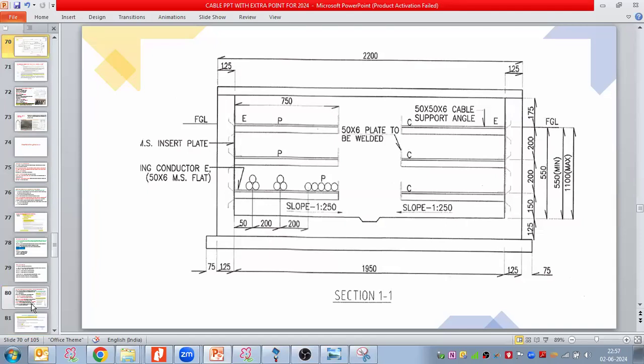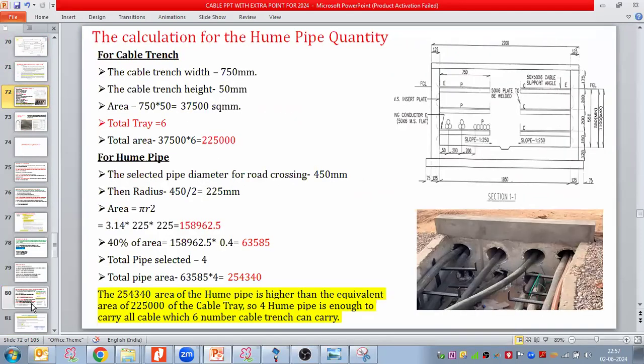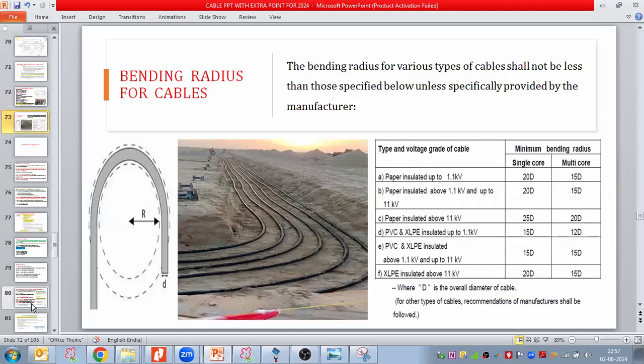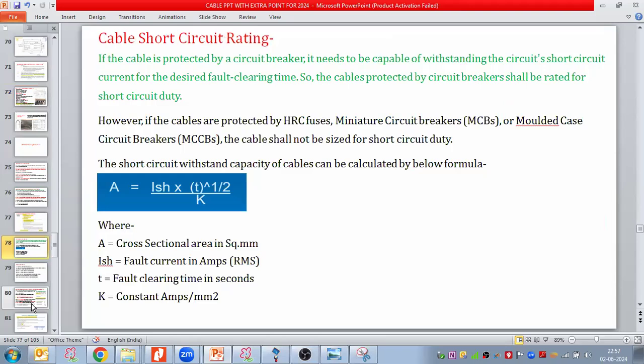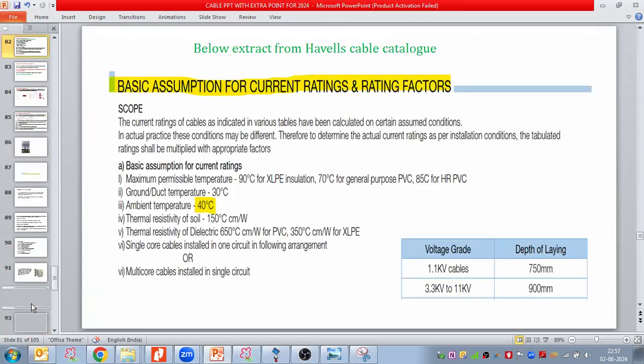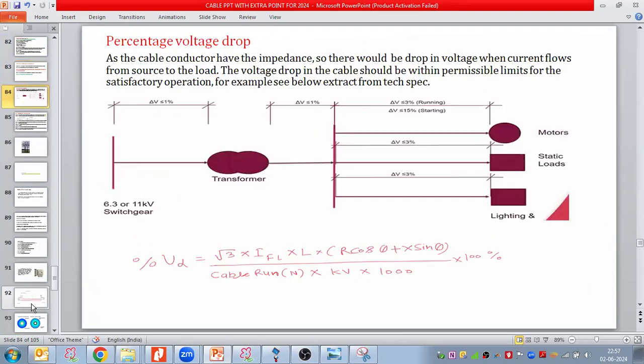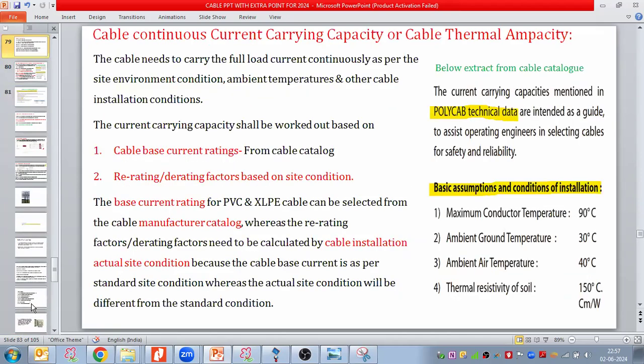This is a section of the trench. So we should know about the pipe quantity calculation, that is, how much pipe is required to cross the cable through the road. Right, cable bending radius, then we will enter into the sizing calculations, and all this stuff about the sizing calculations, then voltage drop, right? A lot of things to be discussed.